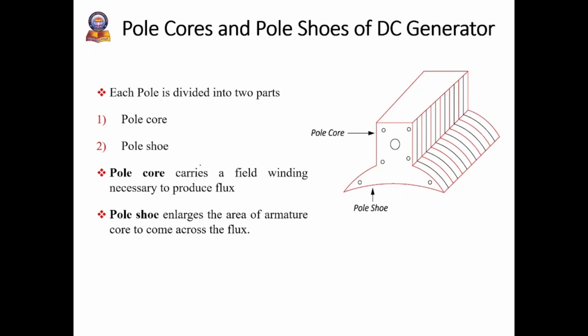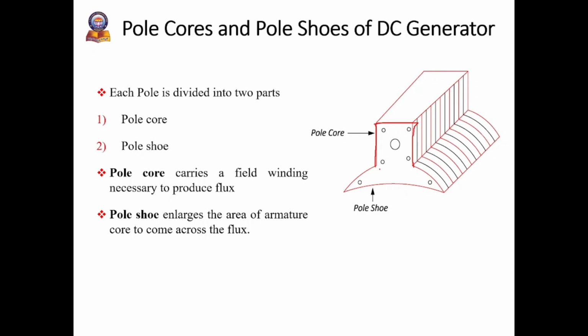Then coming to the second one, that is the pole core and pole shoes of a DC generator. Each pole is divided into two parts. One is the pole core, you can observe in the figure, this portion is called the pole core, and here you can see that this is the pole shoe. The pole core carries the field winding to produce the necessary flux.